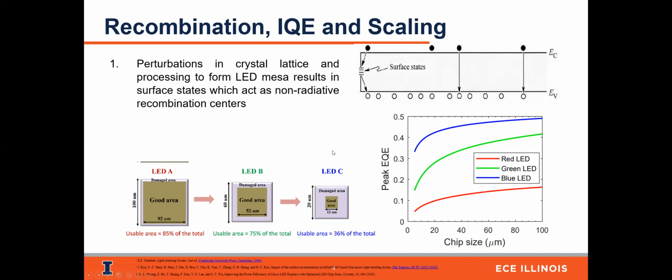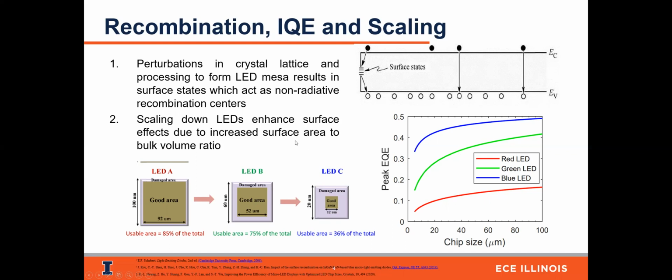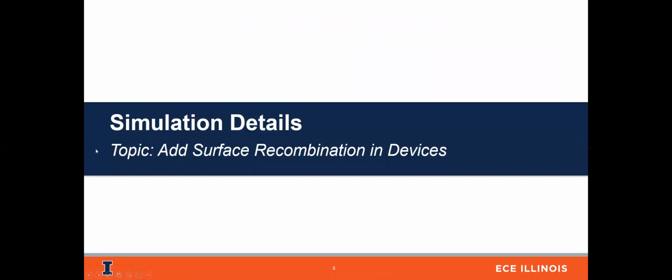So we need to use simulation to study what's going on and how to design our LEDs to have higher performances. Scaling down on micro LEDs enhances surface effects due to the increased surface area to bulk volume ratio. At the end, I'm going to talk about the simulation details.